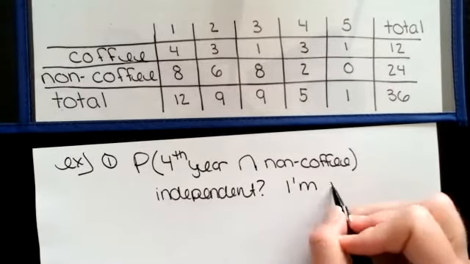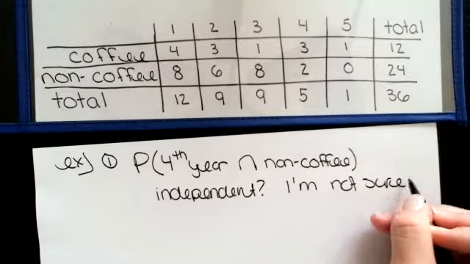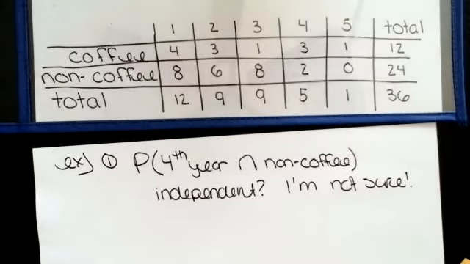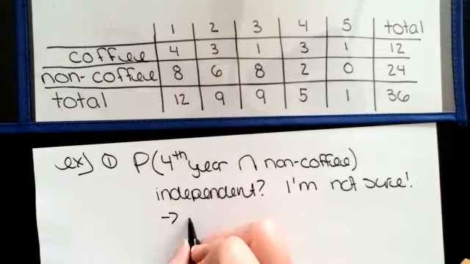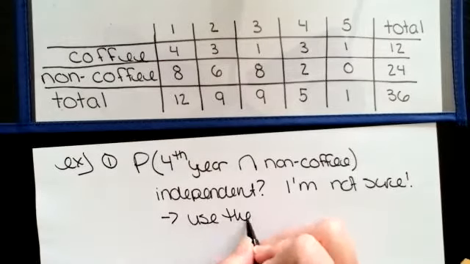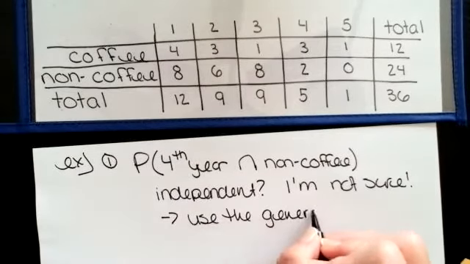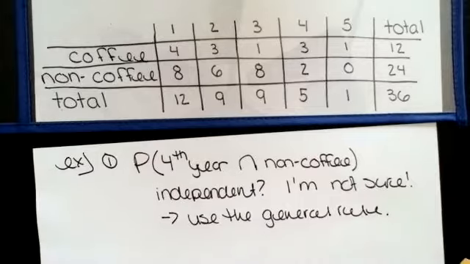I'm not sure, right? That's going to happen sometimes. We're going to just say, we're not sure if these are independent or not. If we're not sure, then just go ahead and use the general rule, right? We can always use the general rule. So let's just go ahead and use it because we're not sure.